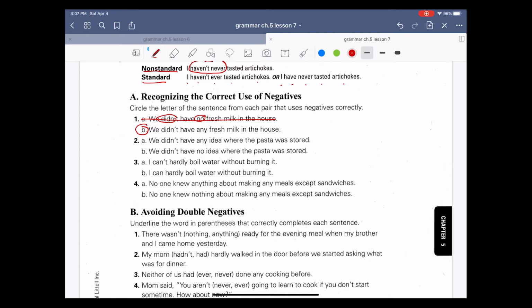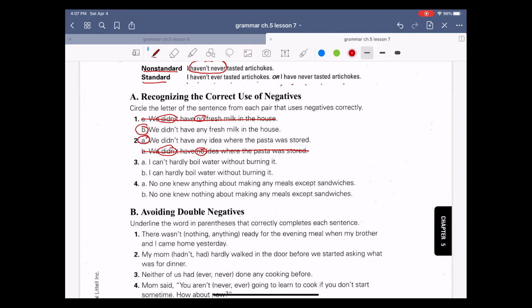Number 2A, we didn't have any idea where the pasta was stored. I don't really hear anything troublesome there. Let's go on to 2B. We didn't have no idea where the pasta was stored. Didn't, no. Double negative. We know it's not that one. The correct one is 2A.